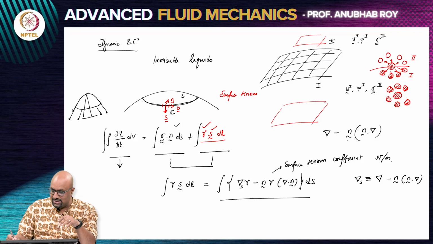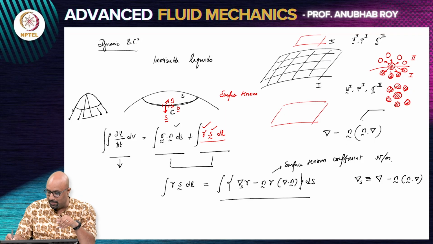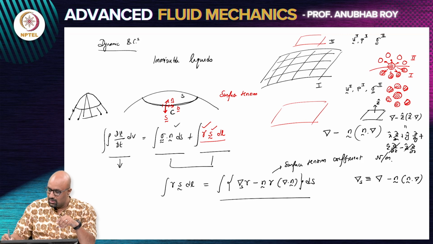You can see this quite easily if you do it in a plane surface. In a plane surface, the normal is in the z direction. So, then I will have del minus z cap dot del. So, if you simplify, this is x cap dou x plus y cap dou y plus z cap dou z, minus z cap dou z. So, what you are left with is the part of the gradient that resides on that surface. So, this is a surface gradient.